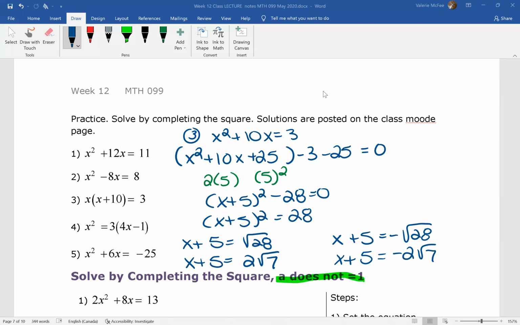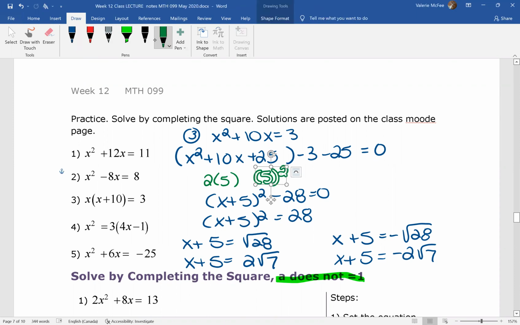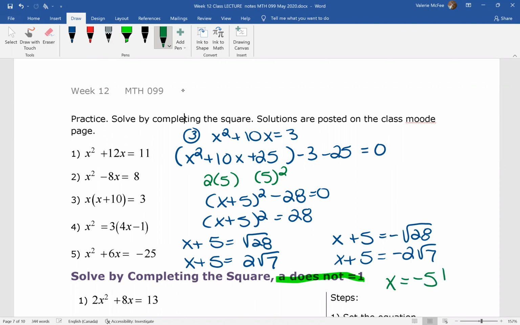Remember, when you have the square root of a radical that can be simplified, you need to do so. The square root of 28 can be simplified to 2 root 7. So we have two solutions here when I subtract 5 from both sides. We see that x equals -5 plus or minus 2√7.